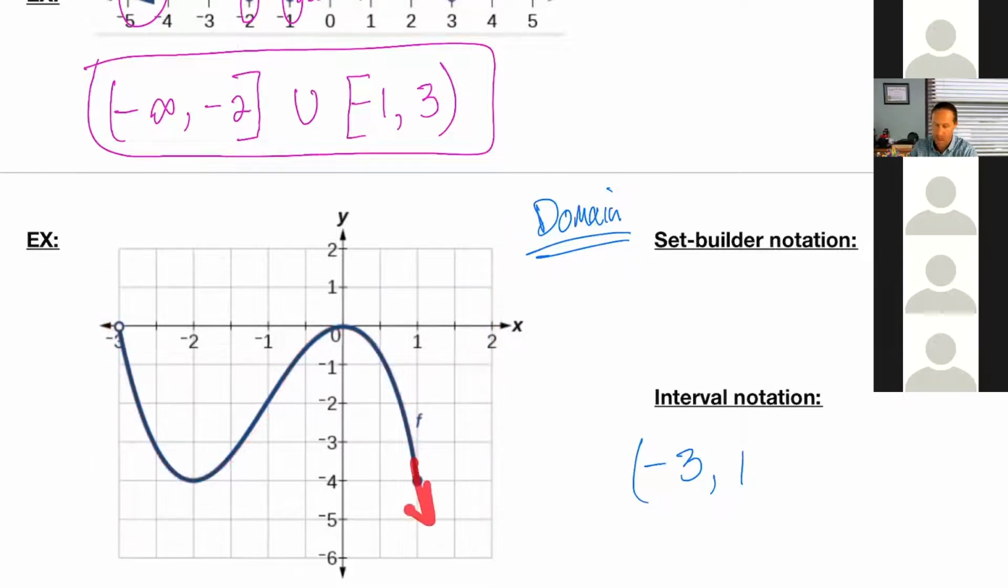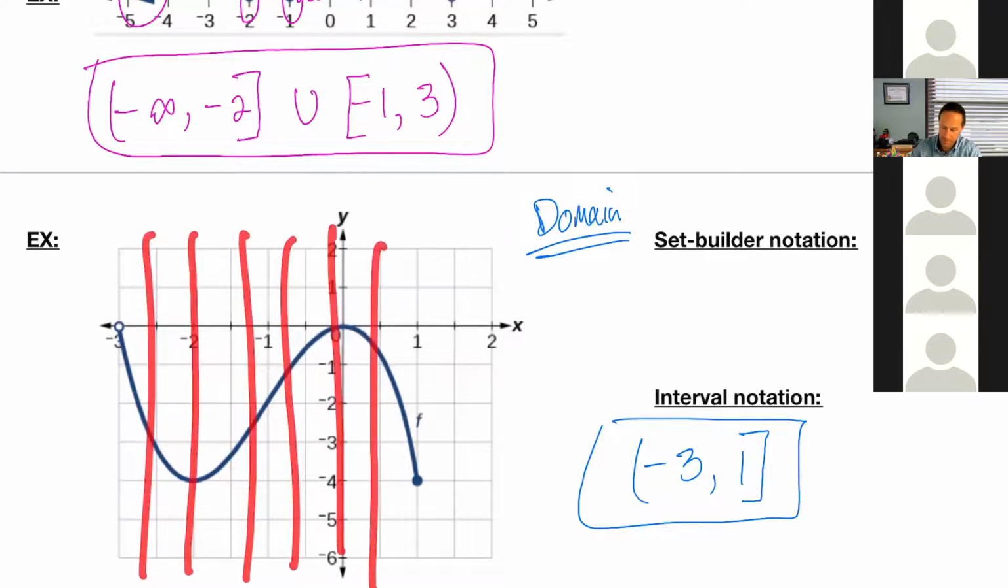If you don't put the arrows, it means a lot. Just like if you do put the arrow, it means a lot. It means it keeps going down and out forever. But for us on this one, that would be the domain in interval notation of this function f. And how do we know it's a function? It passes the vertical line test. Very good, Will. Vertical line test.